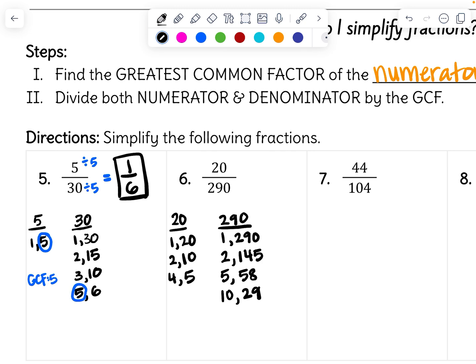Now technically you should try 11 through 28, but I'm going to stop you there and let you know there are no other factors. So the highest number they have in common is 10. So that's my GCF. So I'm going to divide the numerator by 10 and the denominator by 10, which gives me a simplified fraction of 2 over 29.